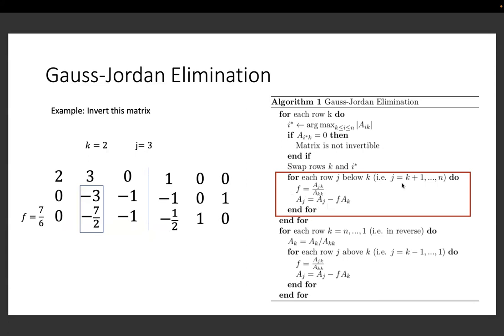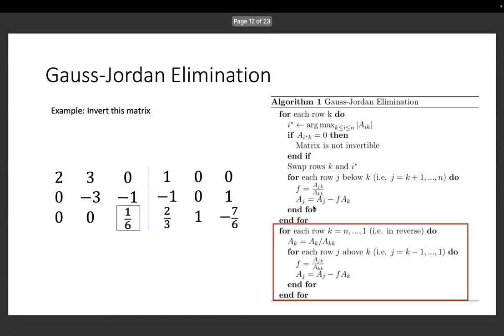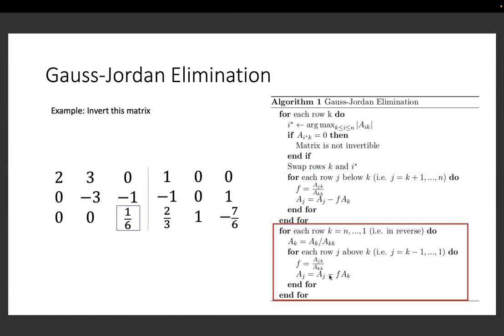And then similarly, we have the subtraction A3 minus F A2. So this also makes sure that these elements change to 0, right? Because for k equal to 3, we don't have any rows below it, so we just need to go to the second for loop that we have here.